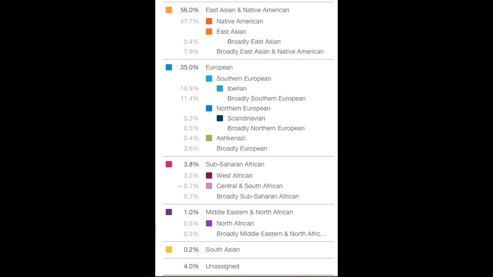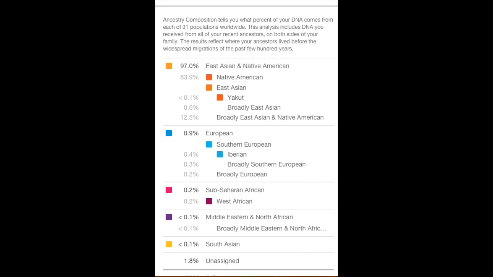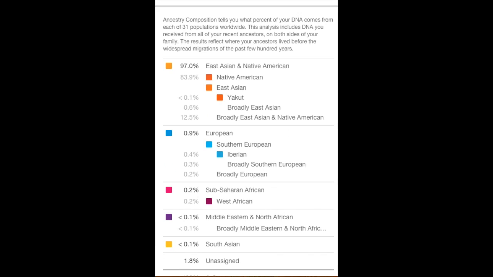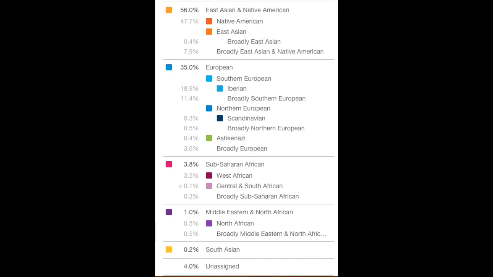Big of a difference. Full Native American, mixed Native American.